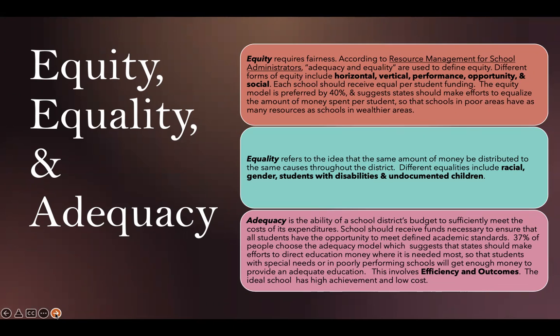What we saw is that in this adequacy model, the book showed the visual with the chart. This tremendously helped me out. Obviously, the ideal school would have high achievement and low cost. However, that's not always the case. Again, some of those could be based on not having the equity involved. So I totally agree with this.